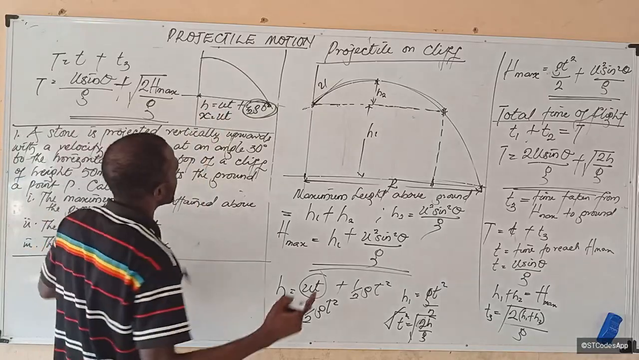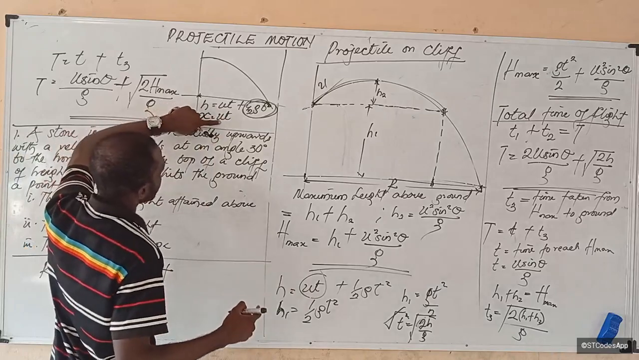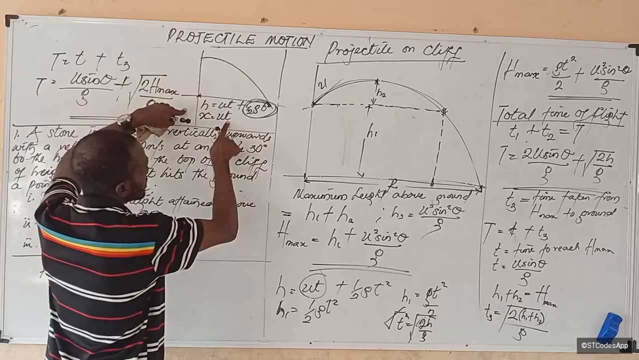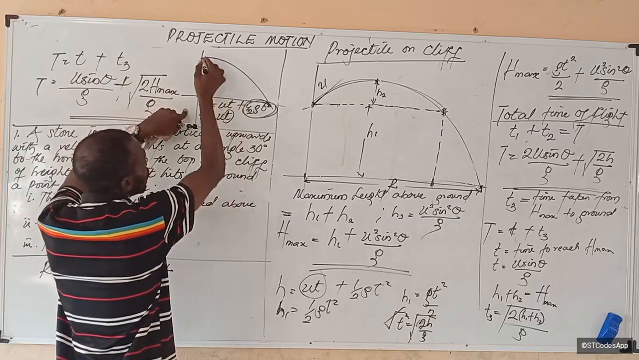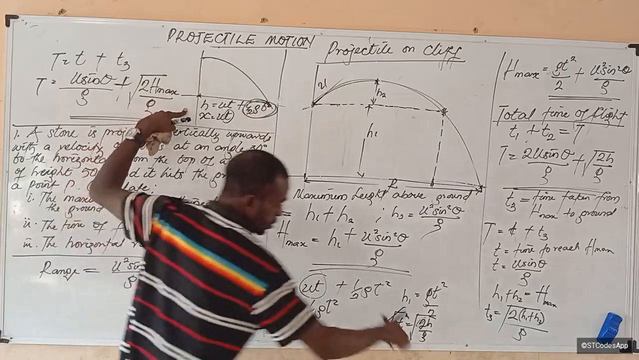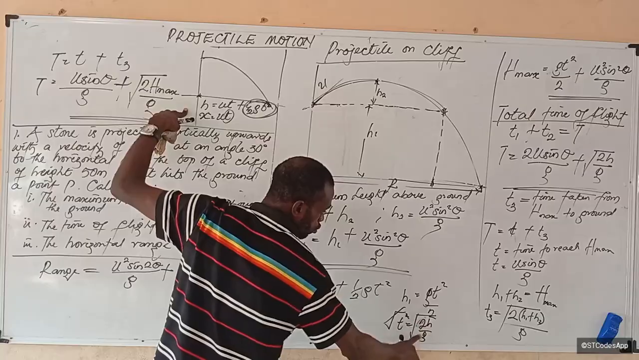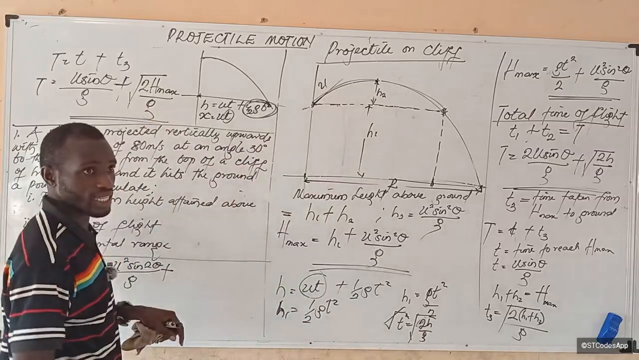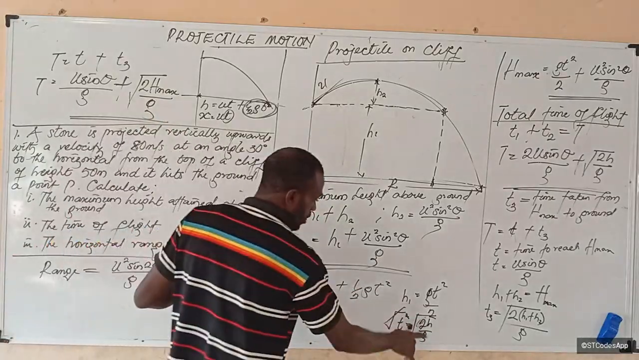But now, keep in mind that this u is u_x, and this t is the time taken to go from here down. And what's the time taken to go from here down? It is root of 2h over g. Is that clear now? Root 2h over g.